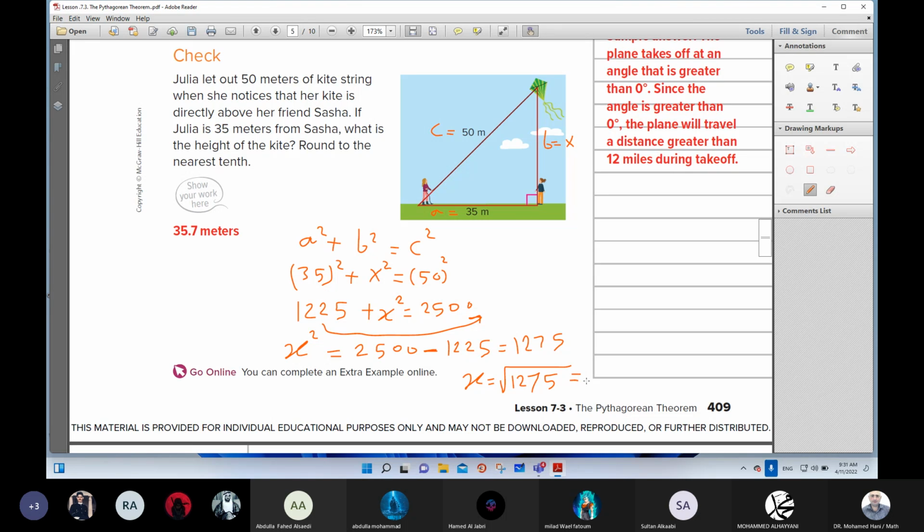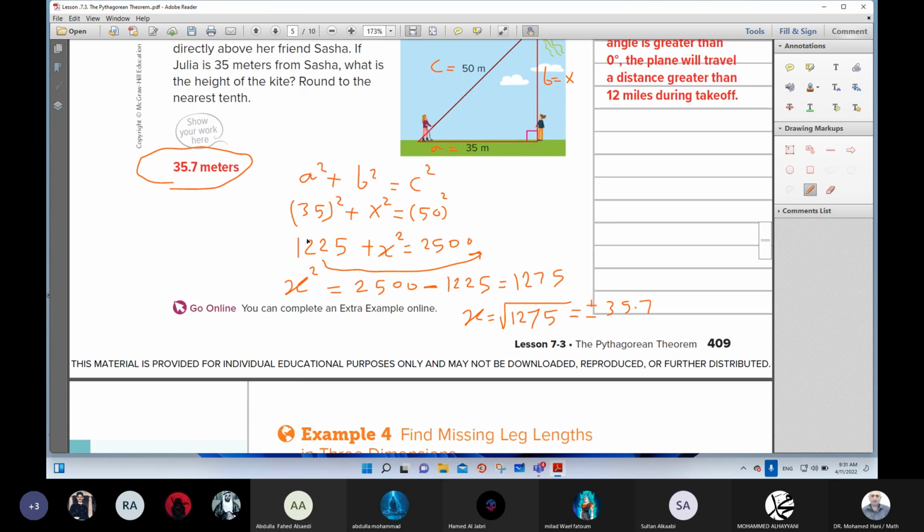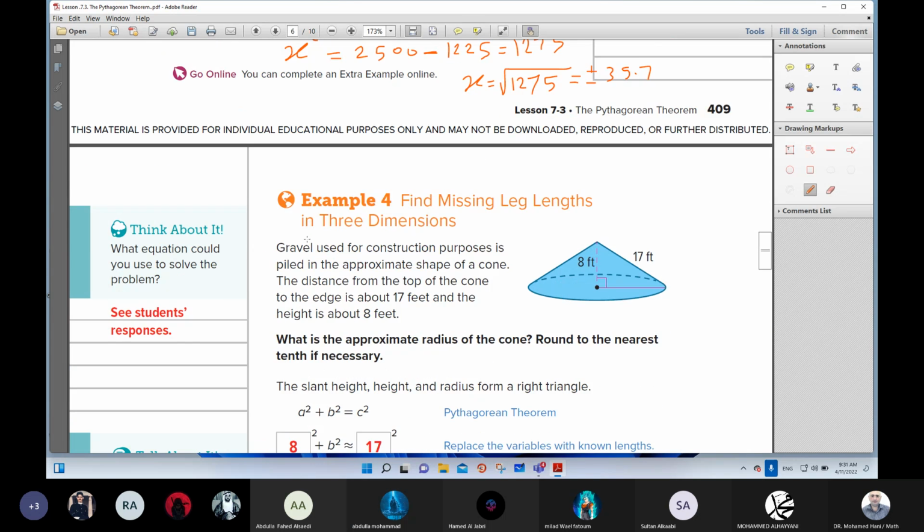And we have here two values, negative and positive, 35.7. But the negative value is not allowed, because here we have a side, and always the measure of the side is a positive value. So we just take the positive side. Who has any question about this idea? No questions.